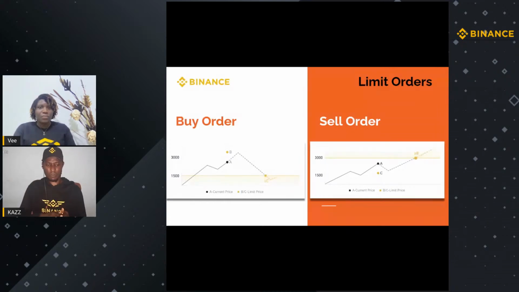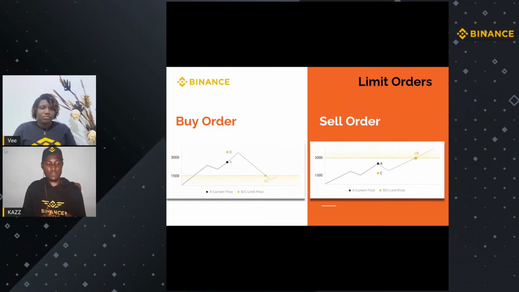Therefore, the buy price of a limit order must be lower than the current price. Your set limit price to buy an asset must be lower than the current market price. If an asset is at $1 and you want to use a limit order to buy the asset, the limit price you're setting should be below, let's say, $1. It could be around 0.99. It must be below the market price.